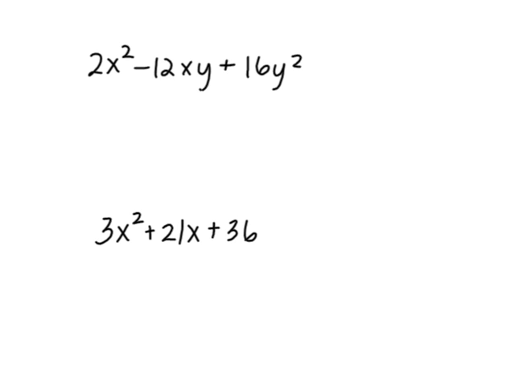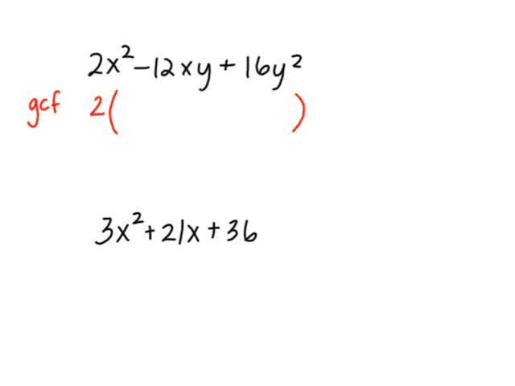We're going to finish up section 6.2. We're still factoring, and we're still in this two-step factoring process. My first problem here is 2x squared minus 12xy plus 16y squared. I see that all three terms have a common factor of 2. So my greatest common factor here is 2, and that's all they have in common.